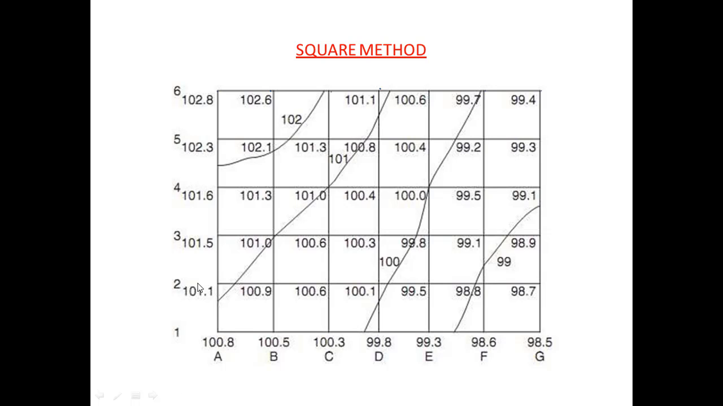So this is the 101 meter line, which crosses. This is our contour of 101 meter. So each and every corner like this I can get. This is by the square method. That is, the entire area of the field has been divided into a number of squares, a number of pieces of squares.